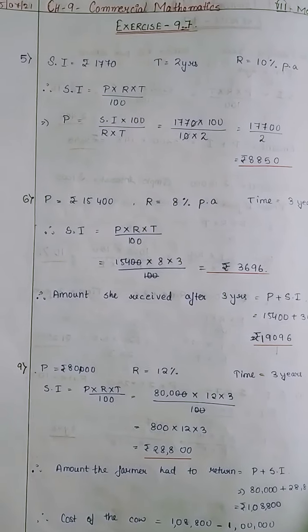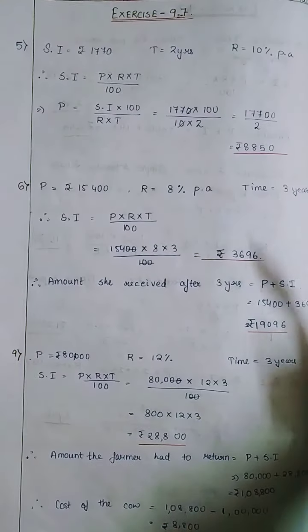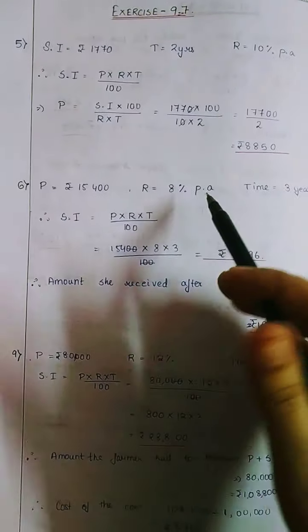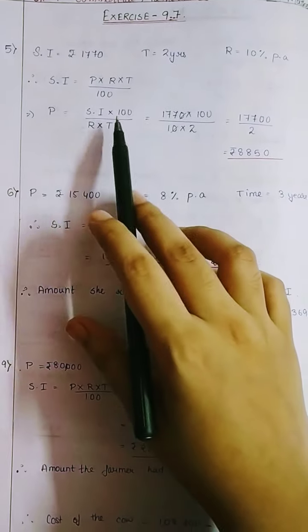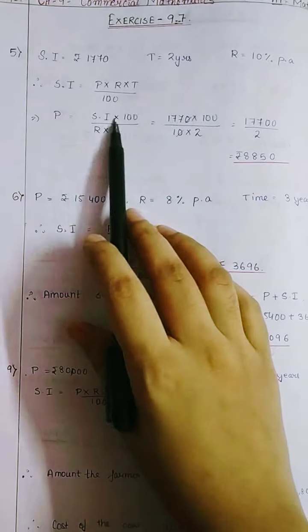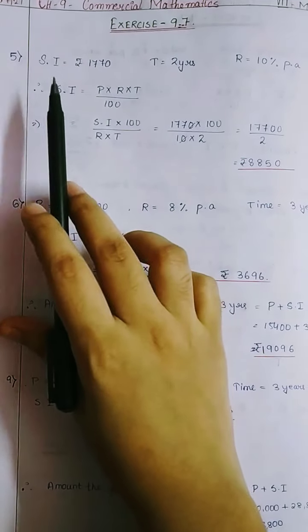Okay, so question number 5. Here simple interest is given, 1770 rupees, time is given 2 years, rate is given 10%. Now you have to find the principal. So again we'll write the formula of simple interest, that was P into R into T by 100. After that you just leave P on one side and bring all the other things on the other side.